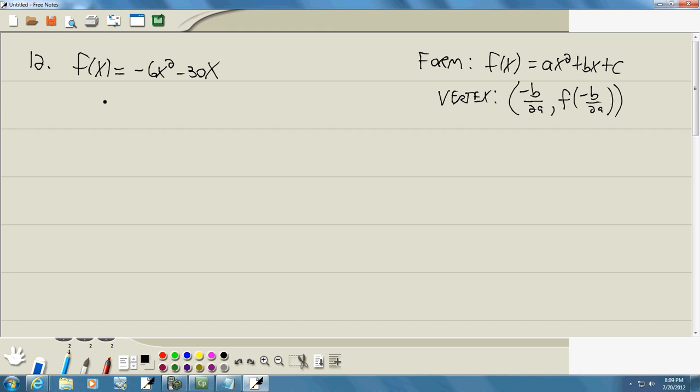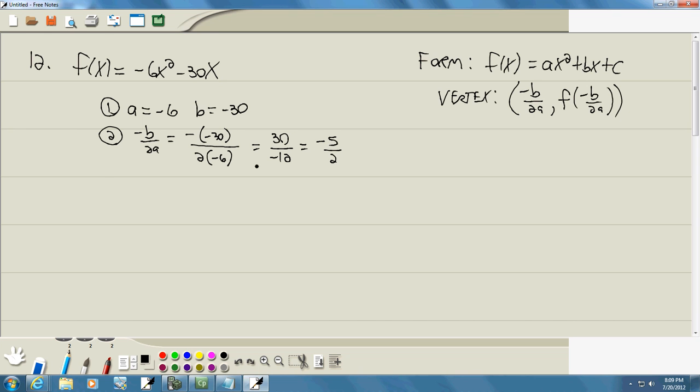So first thing we want to do for the vertex is identify a and b. Well, a is the number before x squared, which is negative 6. B is the number before x, which is negative 30. And then I want to find negative b over 2a. So I'll plug in the negative 30 for the b. So we got negative 30 over 2 times a, which is negative 6. Well, negative becomes positive, so we got 30, and this is negative 12. And top and bottom are both divisible by 6. So that gives me negative 5 over 2.